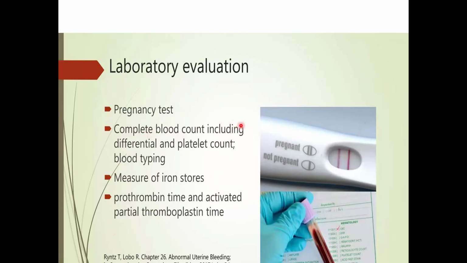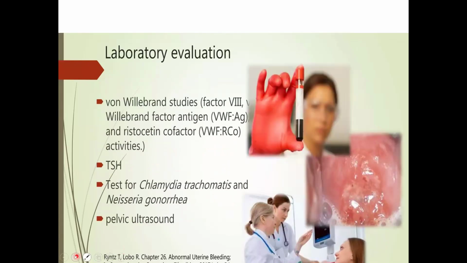Complete blood count, including differential and platelet count, blood typing, measure of iron stores, prothrombin time, and activated PTT, which means partial thromboplastin time, should be recorded. Von Willebrand studies show factor 8, factor 9, von Willebrand factor antigen (VWF:Ag), and ristocetin cofactor (VWF:RCo) activities. TSH, tests for chlamydia, trichomoniasis, and Neisseria gonorrhea, and pelvic ultrasound are done.